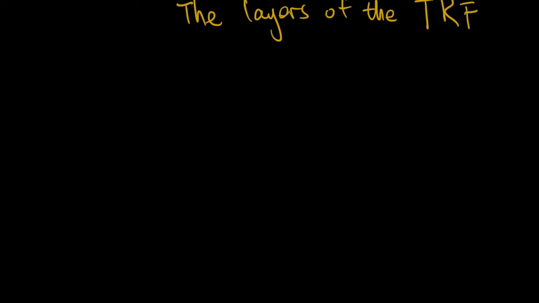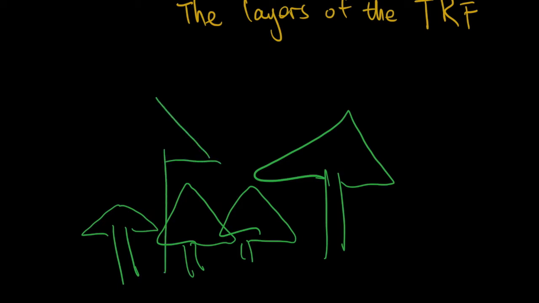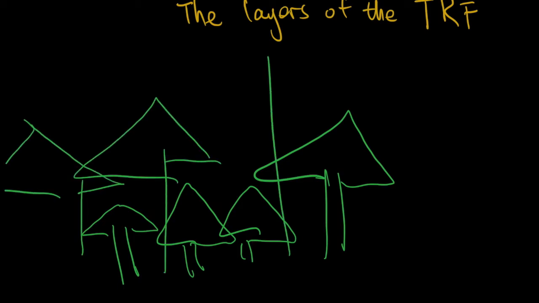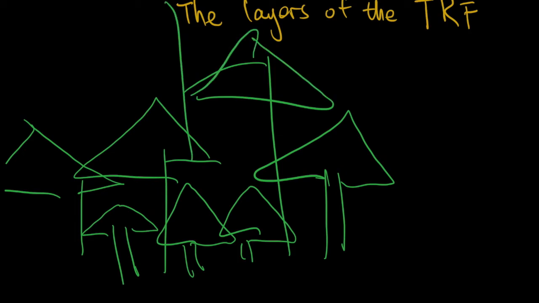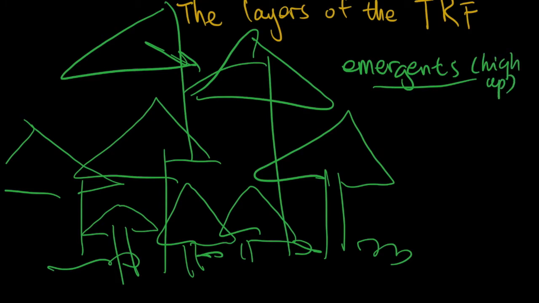Let me make it green so it's more like a forest. So at the top, this is what we call the emergent layer. The emergents are the highest trees, which have a protection function for the tropical rainforest.